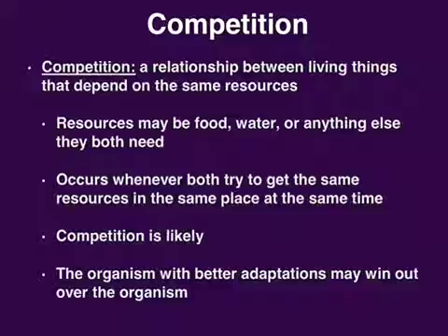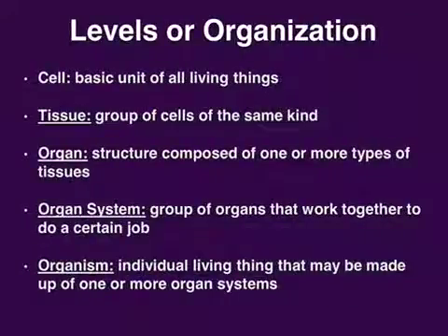Competition can occur between living things, and this will happen when two species or two organisms rely on the same resources. The resource could be food, water, mates, or really anything that they both would need. This occurs when they both try to get the same resource in the same place at the same time. We all know what a competition is. The organism with better adaptations may win out over the organism that does not have very good adaptations.